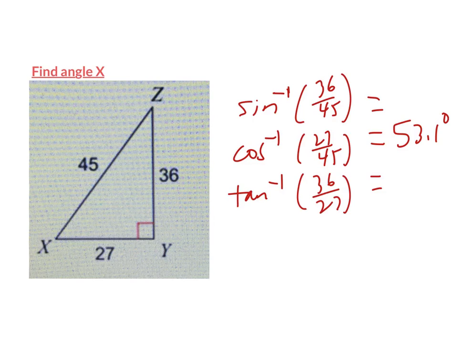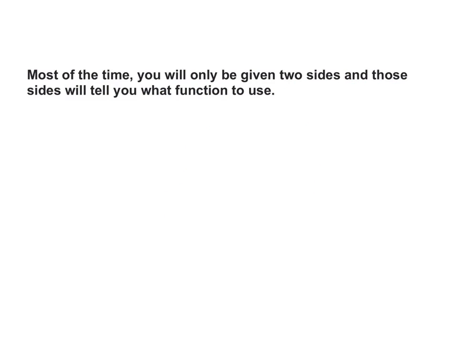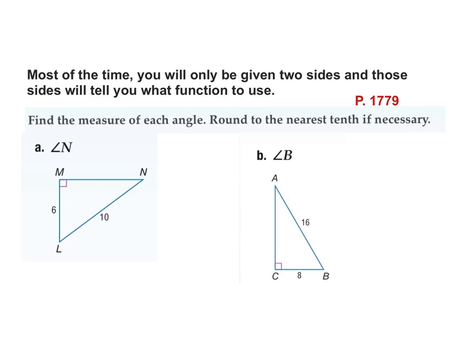Now, these types of problems are sort of unique because most of the time they're not going to give you all three sides, and you don't actually need to find all three sides. The number of sides and which particular sides they give us will dictate which function we use instead of just being able to pick any of them. Most of the time you're only going to be given two sides, and those sides will tell you which function you use. So here are the types of problems you're going to see.